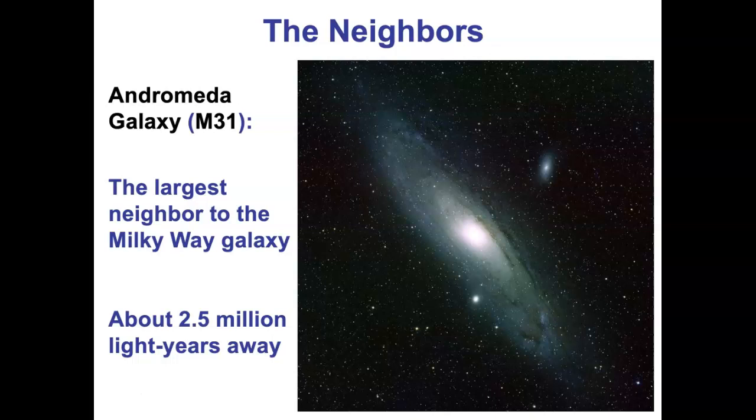M means it's an object in the Messier catalog, because Messier was a French comet hunter in the 1700s, I want to say. Messier was looking for comets, and so he looked at all of these fuzzy glowing things that looked like they might be comets, but they weren't comets. They're not comets because they're not moving. So the Messier catalog is a bunch of fuzzy glowing things, which means galaxies, nebulae, things like that.